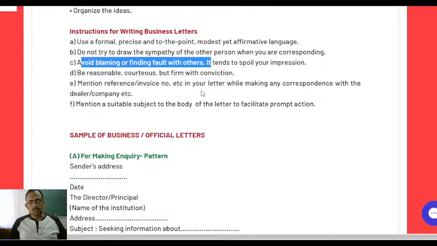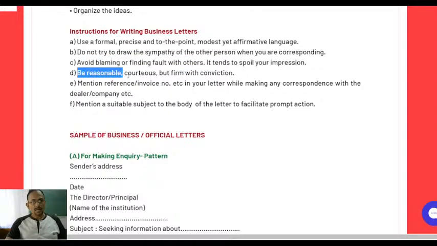Therefore, there is no need to blame anybody when it comes to writing a business letter of complaint. Then be reasonable, courteous, but firm with conviction. Be reasonable and courteous in your draft. Do not blame anybody. Your draft should not reflect anything negative. Of course, you can be somewhat strict in your writing. If I do not get a replacement within 10 days, I shall go for the refund. Such things you can write.